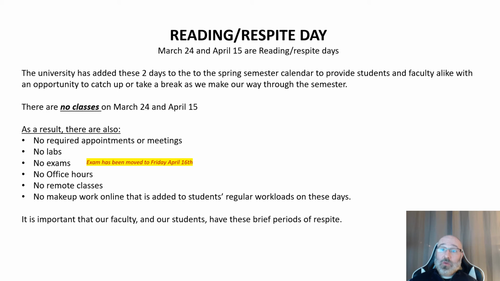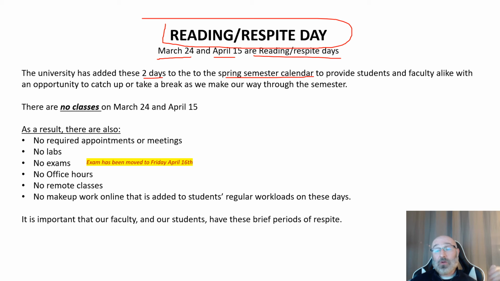One thing I do want to mention is this week we do have a reading and respite day. March 24th and April 15th, the university has designated these as reading and respite days. So the university has added these 2 days to the spring semester calendar in order to provide students and faculty alike with an opportunity to catch up or take a break as we make our way through the remainder of this semester. So there are no classes on March 24th or in our case right here, April 15th either.